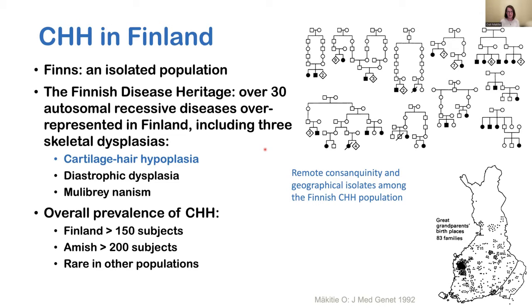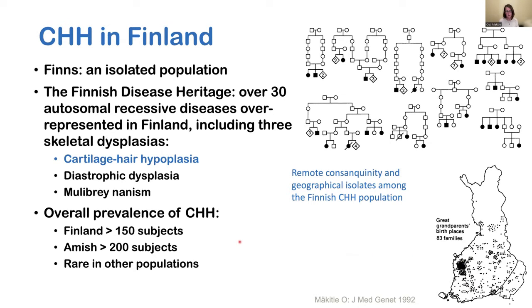and these are called collectively the Finnish disease heritage. These disorders actually include 3 different skeletal dysplasias, and cartilage-hair hypoplasia is one of them, and then diastrophic dysplasia and Mulibrey nanism are also parts of this Finnish disease heritage. And on the map, you can also see that there are some regional accumulations of the patients' ancestries.